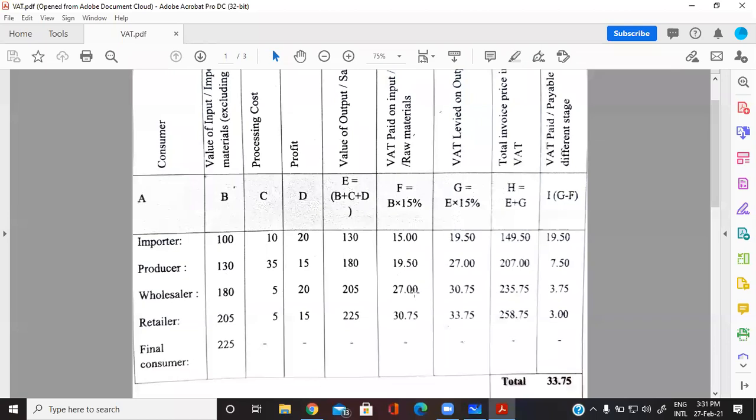Here is the 27. And when the wholesaler is selling the goods to the retailer, how much VAT will he impose? 15%. On which value, 205 or 180? On 205. So on 205, how much has he collected? He collected 30.75 and he paid 27 to the producer in the earlier stage. In that case, how much is he now responsible to pay to the NBR? 3.75. Okay.